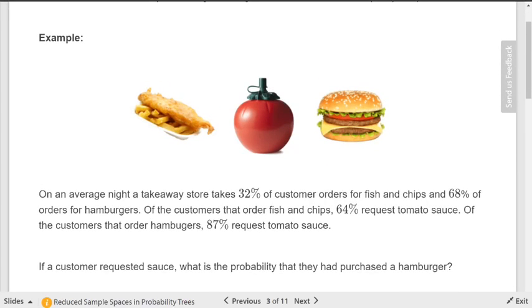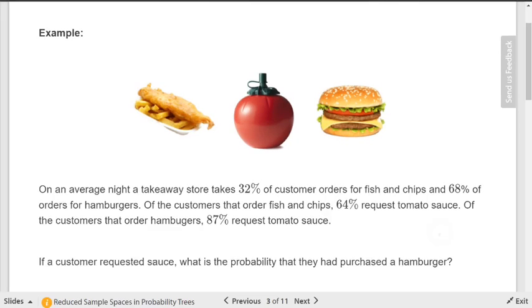So, if a customer requested sauce, so there's your key phrase. So you see the word if. So in other words, we're only allowed to consider the ones where the customer did what? Requested sauce. Okay? If the customer requested sauce, so that's your key phrase, what's the probability that they purchased a hamburger? Okay? So that word if is restrictive. And we have to consider that as we go.